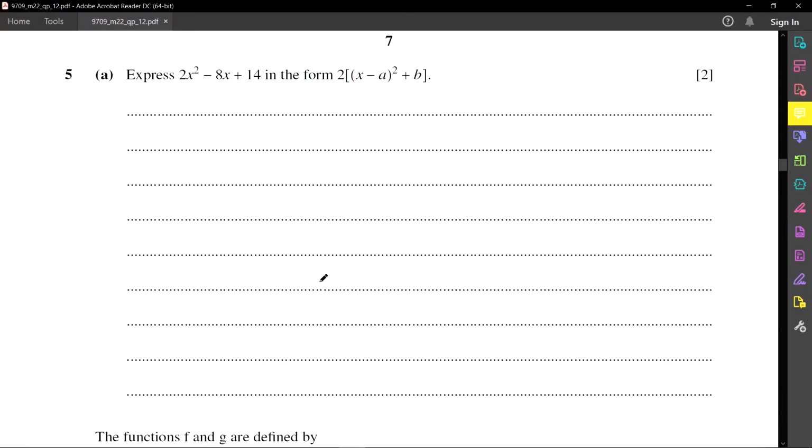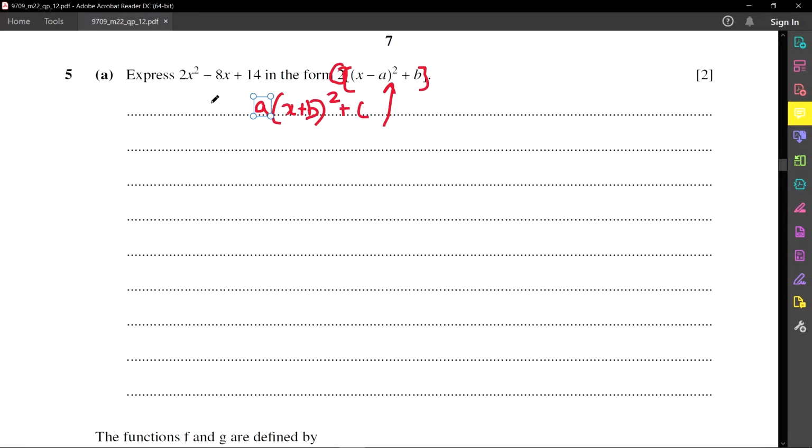Now, question number 5. Express 2x square minus 8x plus 14 in the form of 2 into x minus a whole square plus b. Generally, most of the times what has been asked is to express in the form of a into x plus b whole square plus c. But if you look at this format, there's already a number given in front and you have the square brackets. So we have to be a little cautious on this.